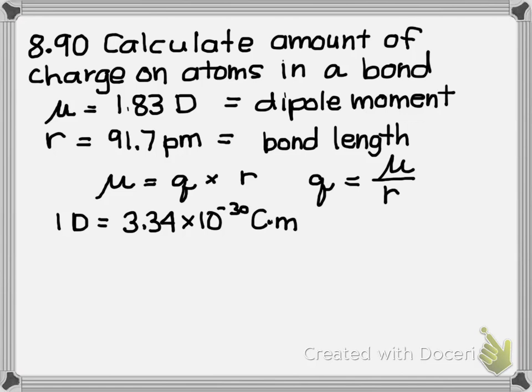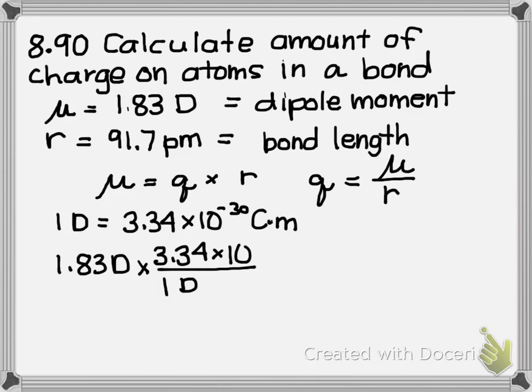So first let's convert our dipole moment. So 1.83 D times 1 D on the bottom, so they cancel, and 3.34 times 10 to the negative 30 coulomb meters. So if we multiply these two things, I get 6.112 times 10 to the negative 30 coulomb meters.